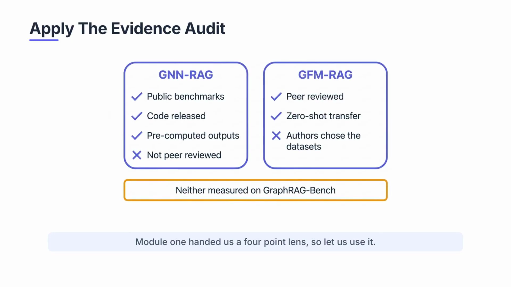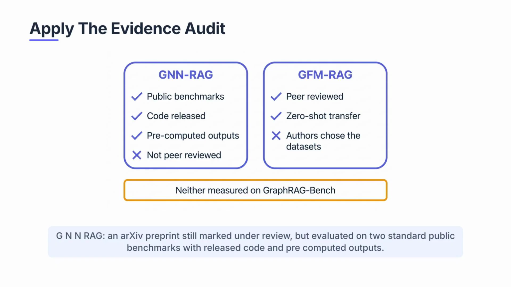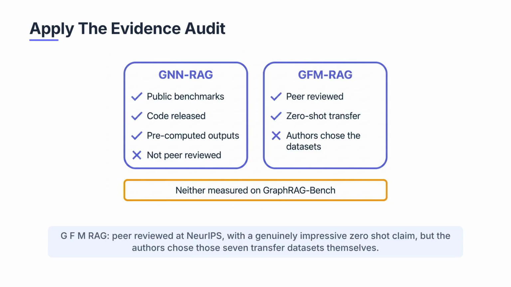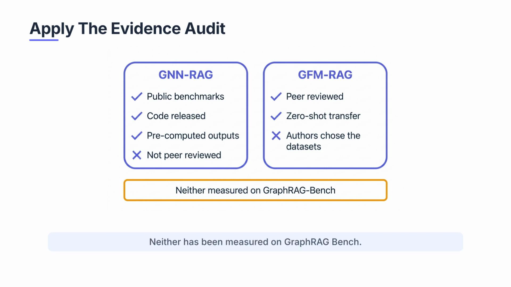Module 1 handed us a 4-point lens, so let us use it. GNN-RAG, an archive preprint, still marked under review, but evaluated on 2 standard public benchmarks with released code and pre-computed outputs, reproducible if unreviewed. GFM-RAG, peer-reviewed at NeurIPS, with a genuinely impressive zero-shot claim, but the authors chose those 7 transfer datasets themselves. Neither has been measured on GraphRAGBench.